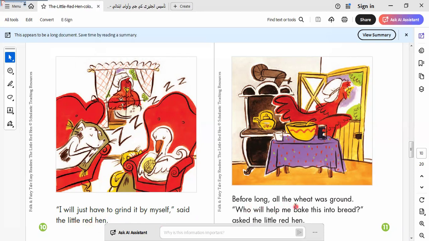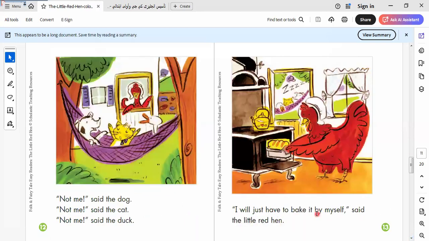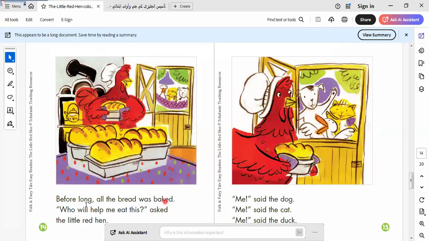Before long, all the wheat was ground. Who will help me bake this? Bake means put it in the oven to make bread. Who will help me bake this into bread? asked the little red hen. Not me, said the dog. Not me, said the cat. Not me, said the duck. I will just have to bake it by myself, said the little red hen. Before long, all the bread was baked.